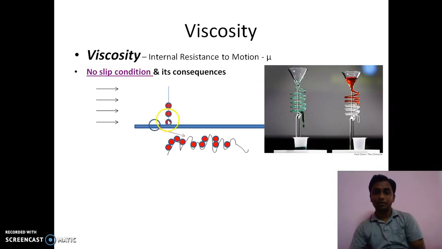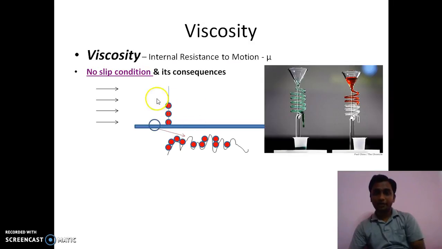So what is the no slip condition? The fluid particle or fluid molecule coming to rest, not getting slipped, and its consequence is that it resists another molecule which is present in the vertical y direction. So this molecule is getting disturbed by the bottom molecule. So the momentum of all the different molecules in the y direction is getting disturbed because of this first molecule which is in close contact with the solid boundary. So this is nothing but the no slip condition and its consequence, and this is known as an internal resistance to motion.